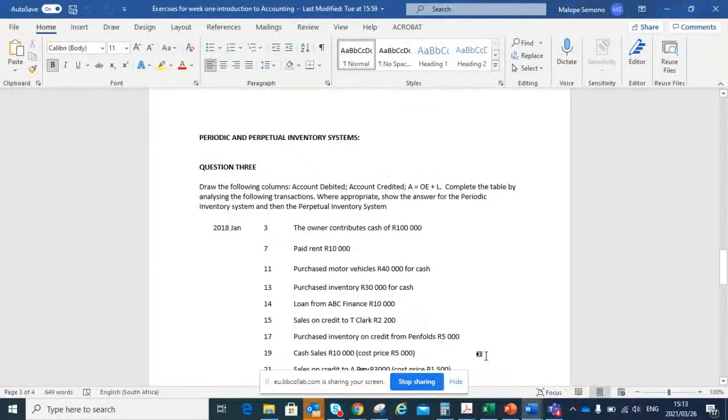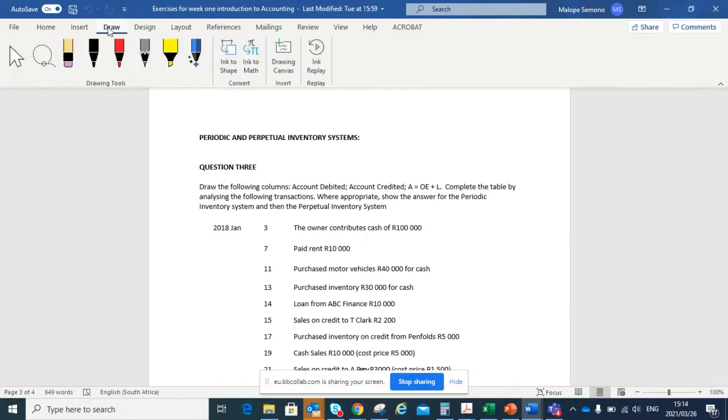Here is our question. According to this question, let's read. Remember, when you get a question, you need to make sure that you read so that you can understand what they mean. Firstly, they say we are using periodic and perpetual. Because of time, I'm not going to explain what is perpetual and what is periodic at the moment. But when I show you the question, I'm going to tell you how to apply the inventory system.